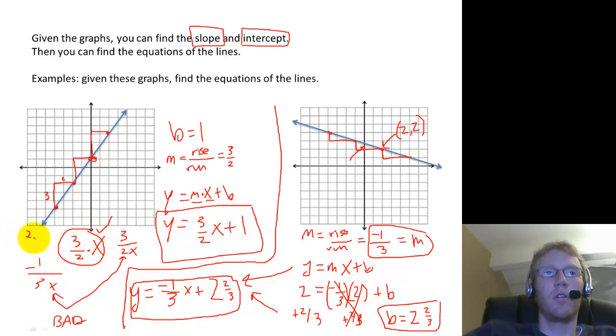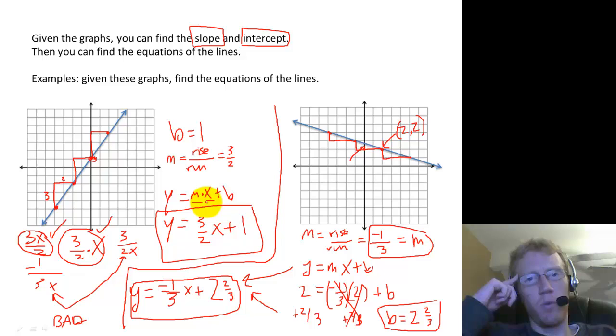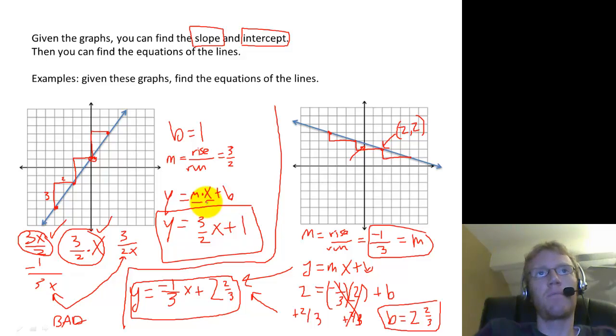Another thing you could do is you could do 3x over 2. That one is okay. As long as the x is in the numerator, it's okay. If the x is in the denominator, then it's not the same as what you want it to be. Because if it's in the denominator, think back, we learned something where the x was in the denominator, and that was called inverse variation, which is very different than linear equations.